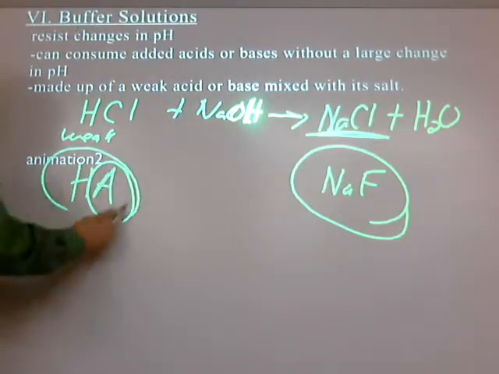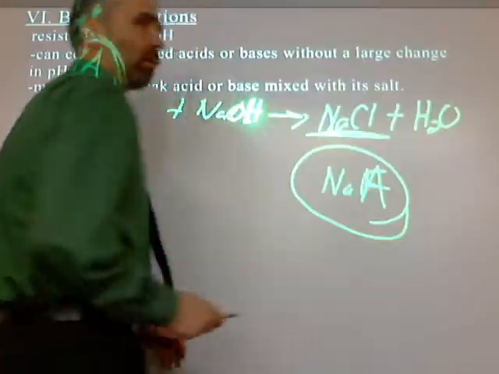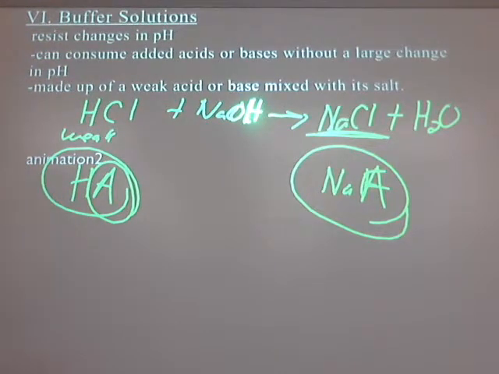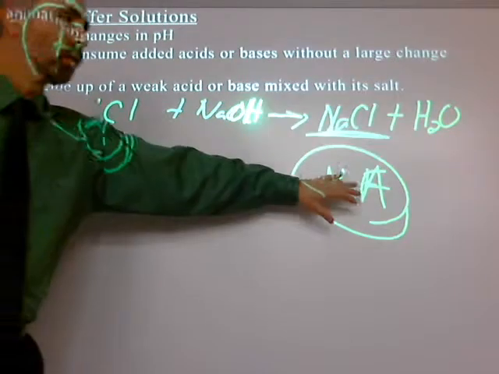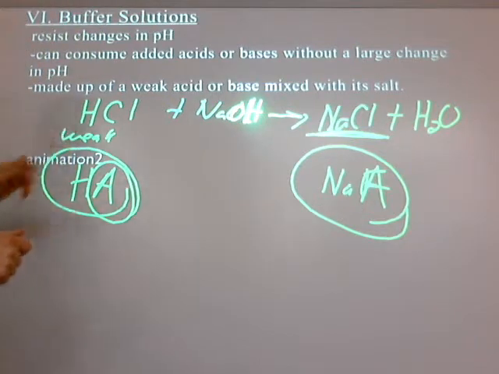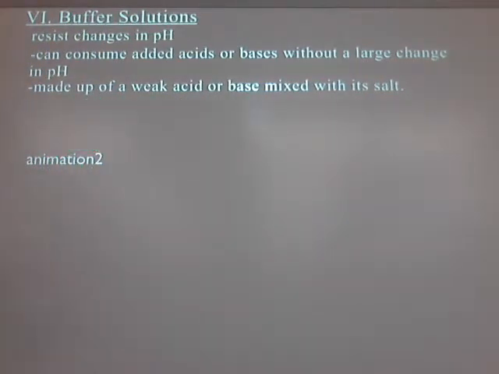We're going to use HA, so it's probably going to be NaA, something like that, for the salt of it. You get that from reacting. If I add that salt, this is the weird part. If I add that salt, just the salt, to a weak acid, it automatically makes the pH not as acidic. It actually raises the pH, makes it not as acidic, all right?